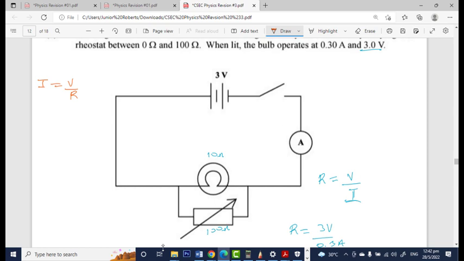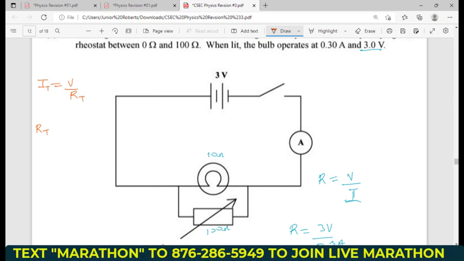So the total resistance, let us call that RT. So RT, how would you find the total resistance in this case? Sir, R1 plus R2 and continue. Okay, what type of configuration are these two components connected in? In series. Series, agree?